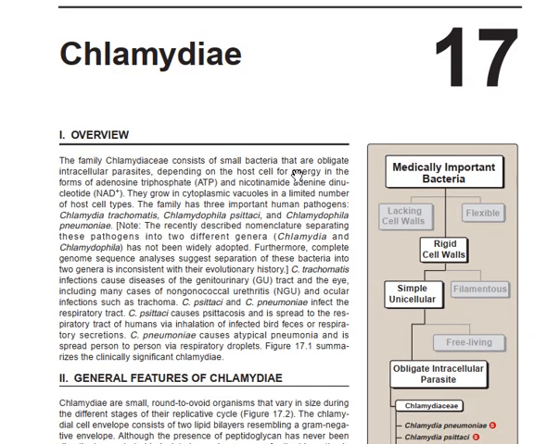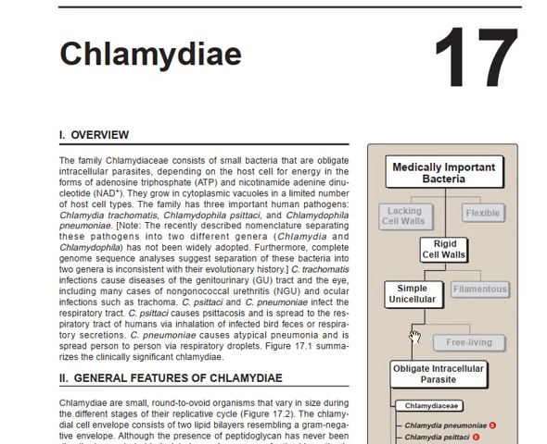So we're going to start with the classification of chlamydia. Under medically important bacteria, we have seen the bacteria that lack the cell wall, like in the case of mycoplasma. We have seen flexible bacteria, like the spirochetes, and we are now seeing rigid cell bacteria. Under rigid cell bacteria, we have simple unicellular and filamentous. We have not yet seen the filamentous ones, but among them we have the actinomyces.